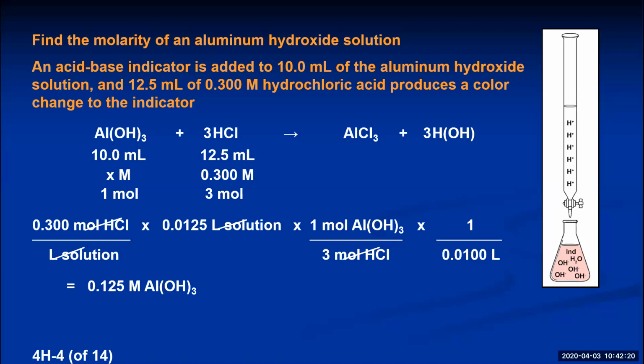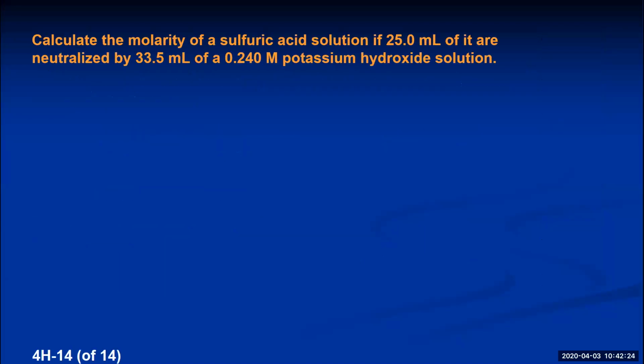That makes sense. Why don't we have you try to do one on your own very similar to that? Let's have you calculate the molarity of a sulfuric acid solution if 25.0 milliliters of it are neutralized by 33.5 milliliters of a 0.240 molar potassium hydroxide solution. And if you want to pause this for a moment, do the calculation, and then when you come back, we'll go through the procedure for that.